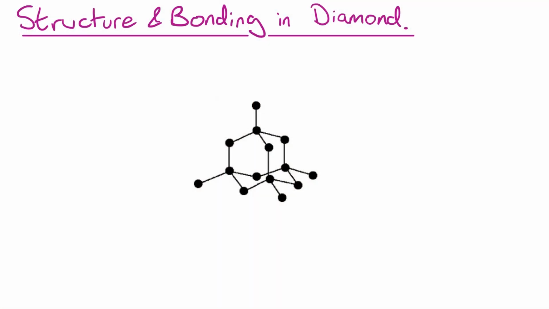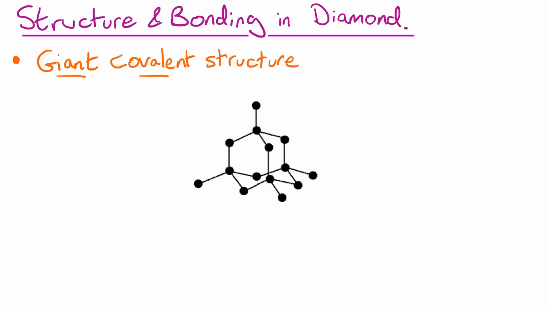To get the best marks on this topic, you need to be able to relate the structure and bonding of a substance to its properties. So let's look at diamond as an example. First of all, diamond is a giant covalent structure. That would get you 2 marks in an exam.